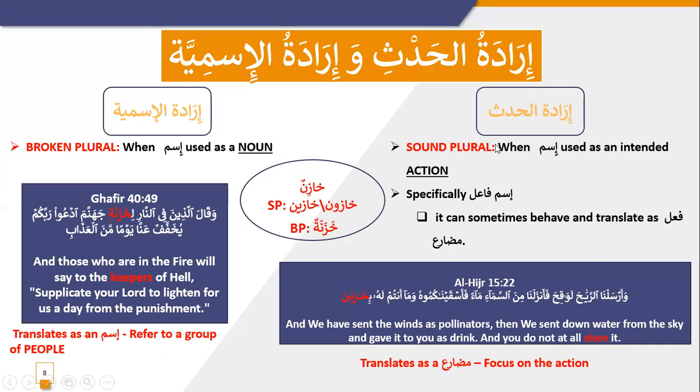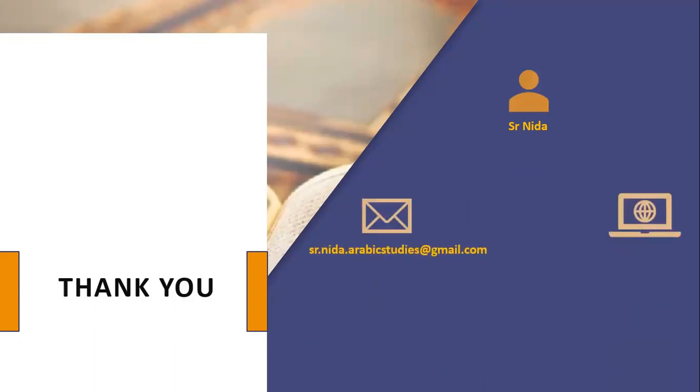So this brings us to the end of this part. We are going to continue with the types of different broken plurals that are used, jam'u kathra, and what is the significance of using different patterns in it. So even the patterns signify something; there's a connotation to it. There's a particular meaning to using a particular pattern in jam'u kathra.